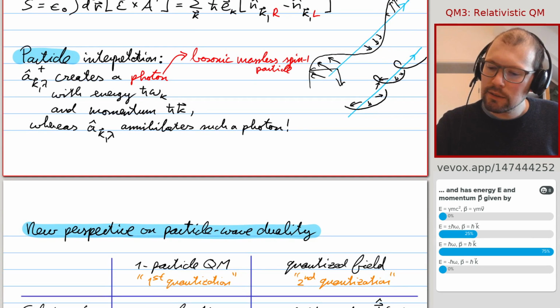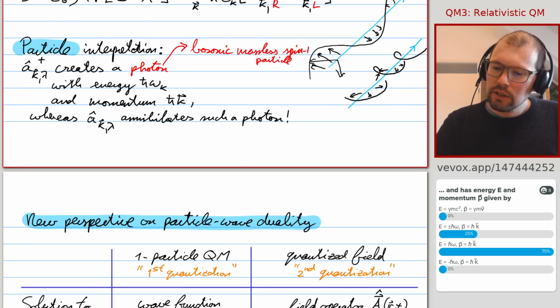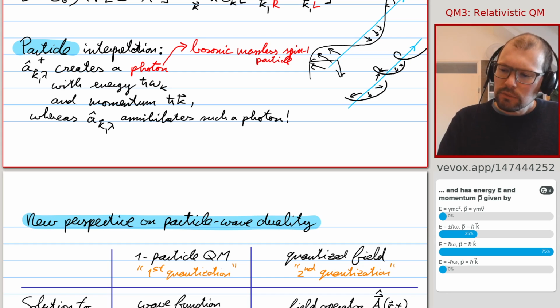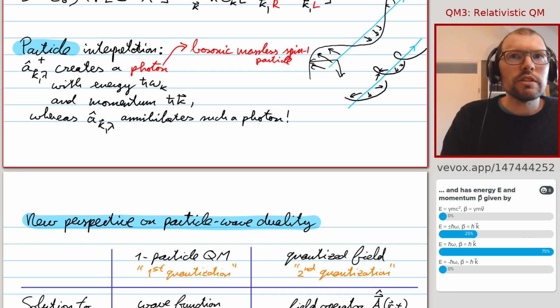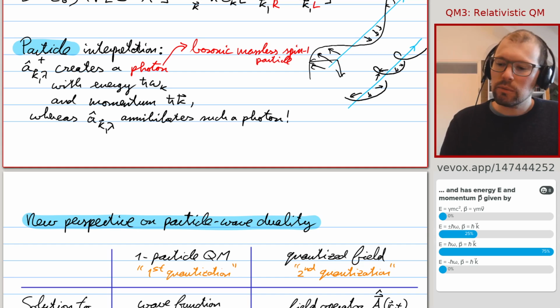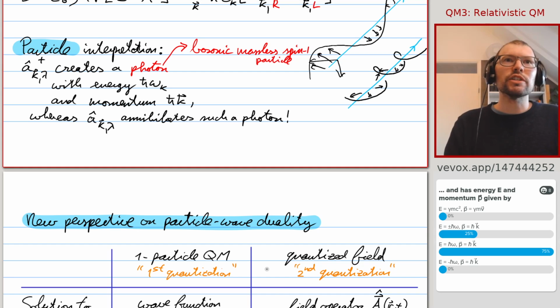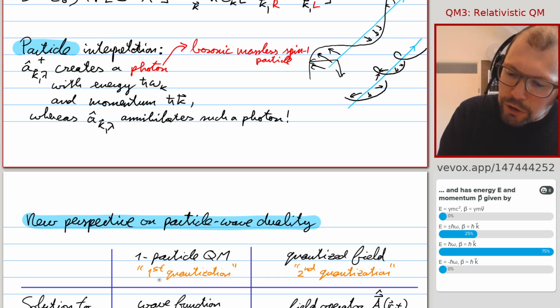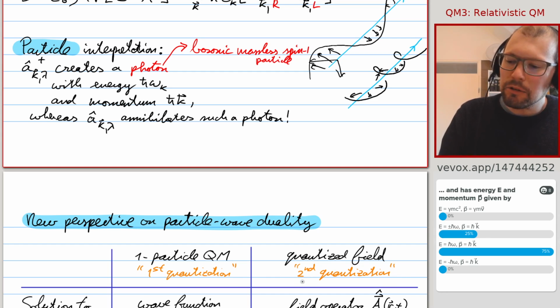And for this, well, we have to revisit our interpretation of this particle-wave duality of quantum mechanics and contrast what happens in one-particle quantum mechanics and in this quantized field picture, which is sometimes called second quantization. So why is one-particle quantum mechanics called first quantization and a quantized field second quantization?